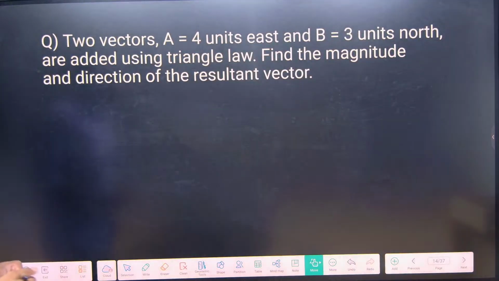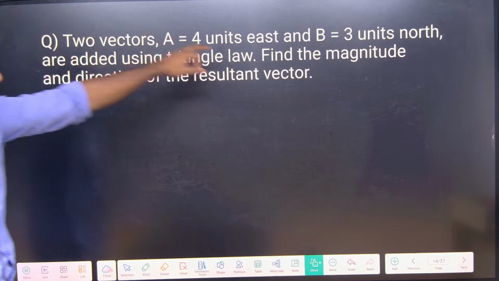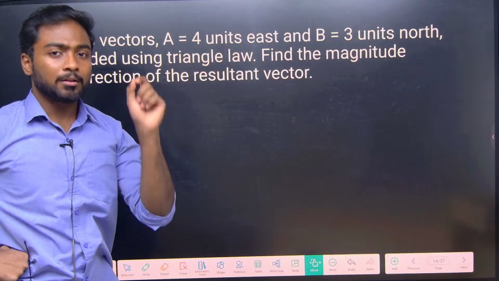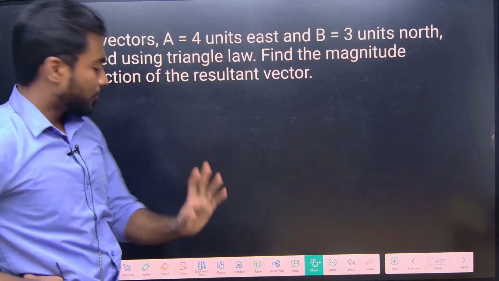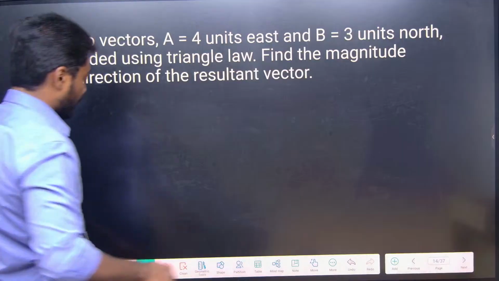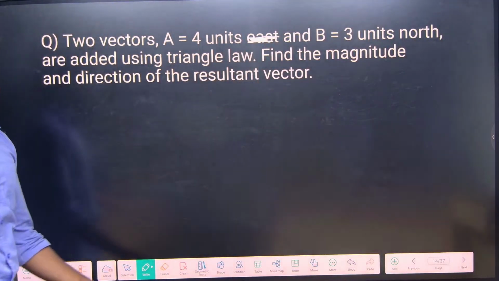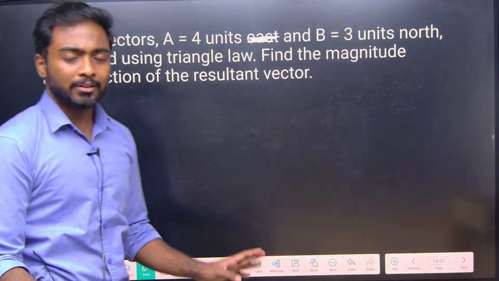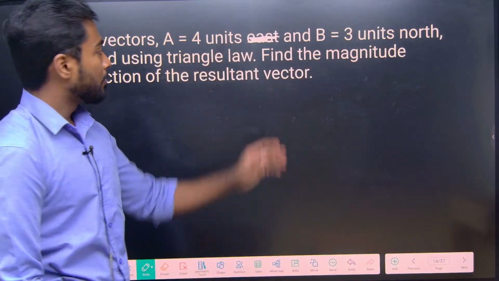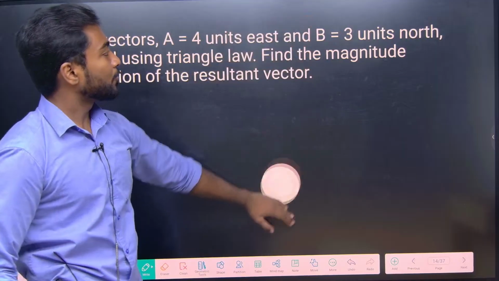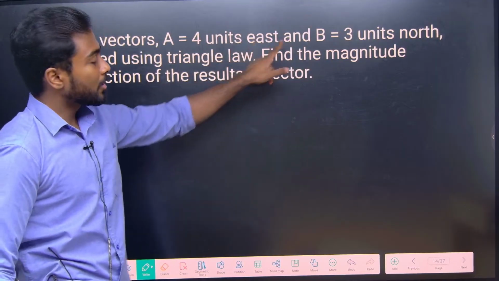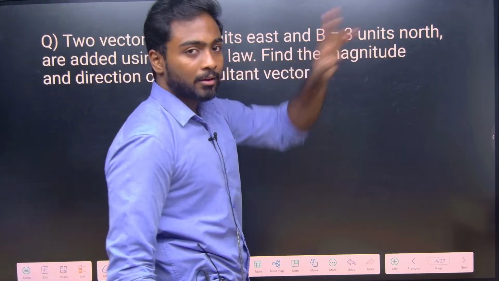Okay, the first question: two vectors, A is equal to 4 units in east direction. They have given the direction, so it is a vector. When they are not providing direction, for example, 4 units only, it's a scalar quantity. But they have given 4 units east, and B is equal to 3 units north.